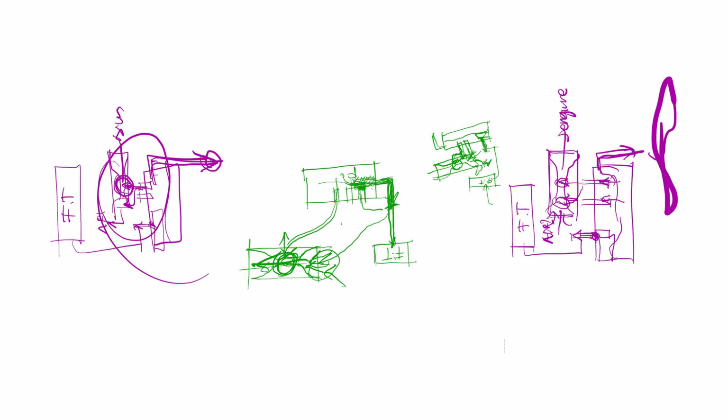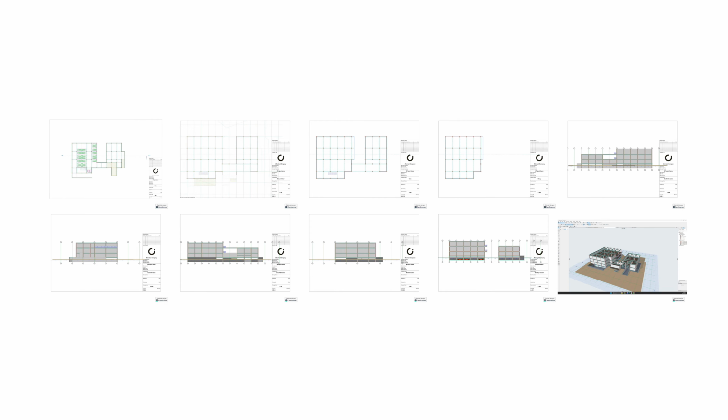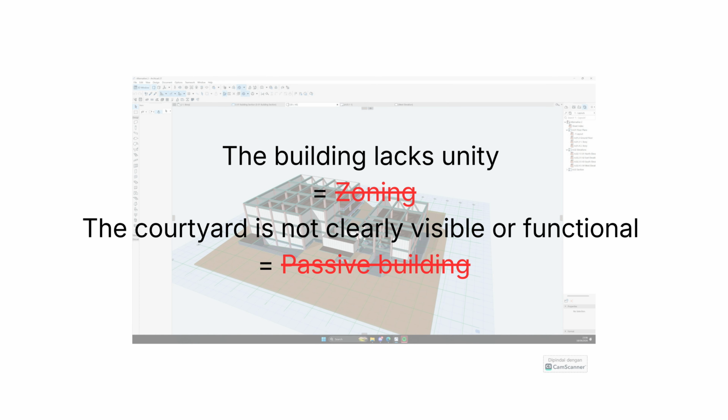Not long after that, I moved into 3D modeling. Everything started from a simple floor plan. Then I created my first complete design. It looked quite similar to my early sketches. 2 zones, 1 courtyard in the middle, just in 3 dimensions. But something felt wrong. The building didn't feel unified. The zoning concept didn't really work.